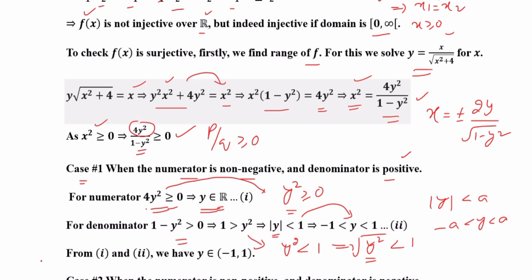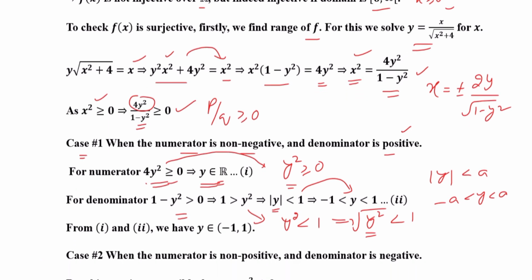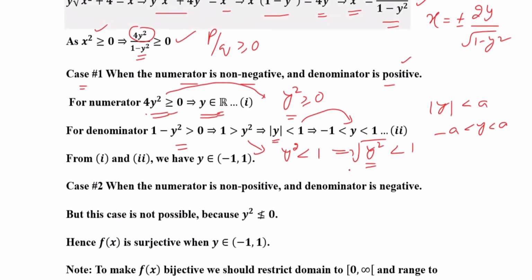Now from 1 and 2, the common values of y that satisfy both 1 and 2 are these values, that is actually the open interval.